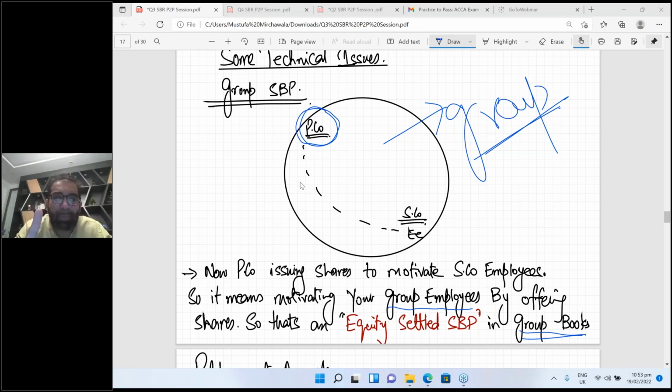I'm just discussing group books right now. Yes, there is a separate topic of individual books. We are concentrating on group books right now. Please try to understand. In the group books, this transaction will be an equity settled share based payment.